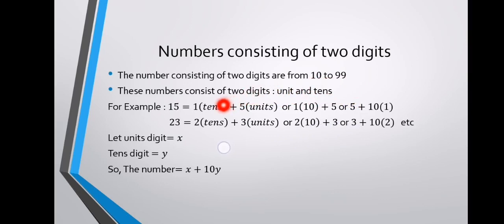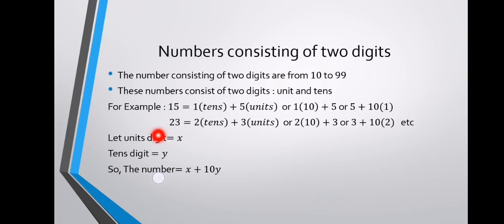Now, which 2 digits are making those numbers? Unit and tens. For example, I have taken 15 out of this range of numbers. You may take other than 15 as well. But we have broken down 15 and have written 15 into the sum of the digits. That is, 15 may be written as 1 times tens plus 5 times units, or 1 into 10 plus 5, or 5 plus 10 into 1, can be written in both ways.